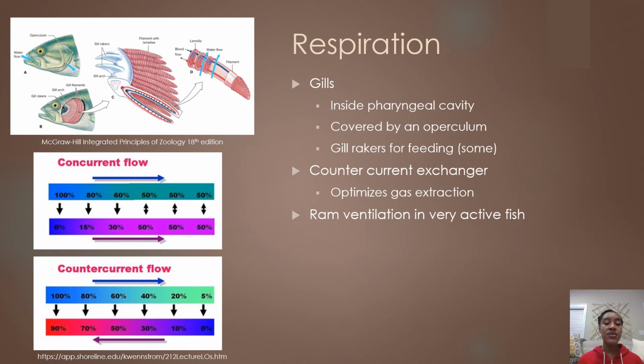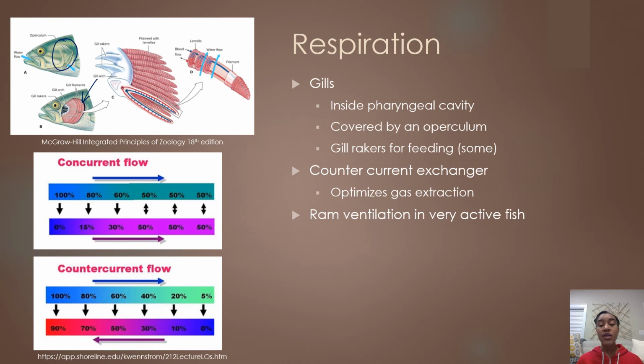So in the rayfin fish, we have our gills contained within the pharyngeal cavity, which is shown here. And the gills in rayfin fish are covered by this piece of skin called the operculum. And this projection provides protection for the gills because they're awfully fragile, but it also allows for the flow of water in one direction, which we'll see in a second plays a really important role in proper respiration in fish.